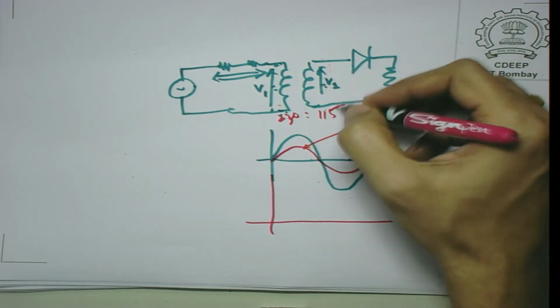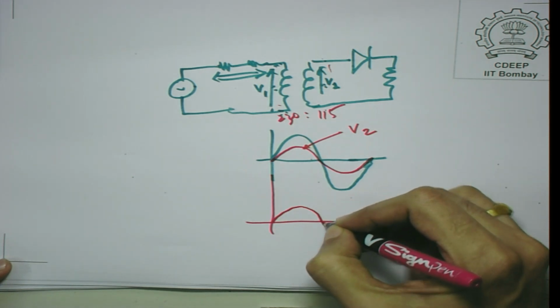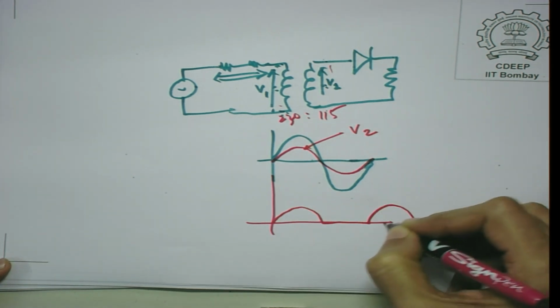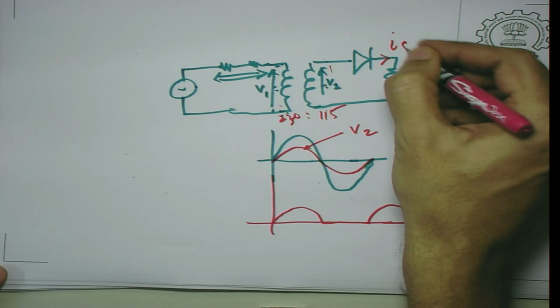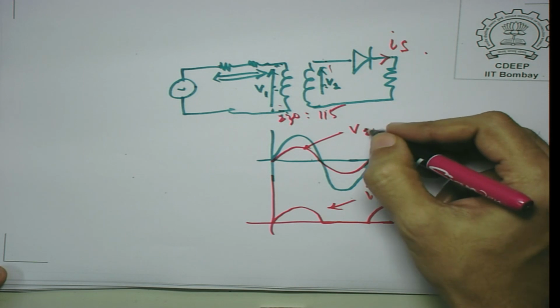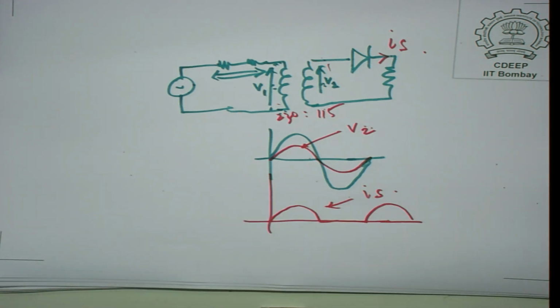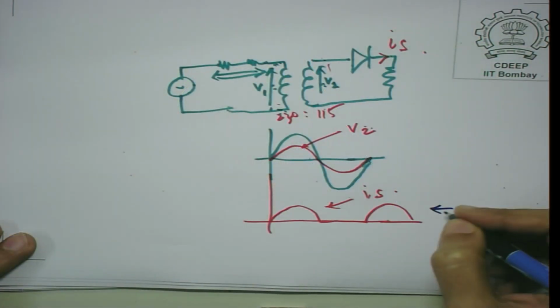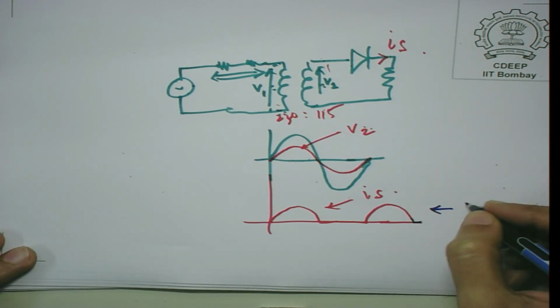If you apply this V2 to this diode rectifier circuit, your current is going to be like this. It is going to be a half wave rectified circuit. So, this is the secondary side current, and this is V2, the secondary side voltage. Now, one important thing which you will notice is this is not sinusoidal; in steady state it will be periodic, but not sinusoidal.